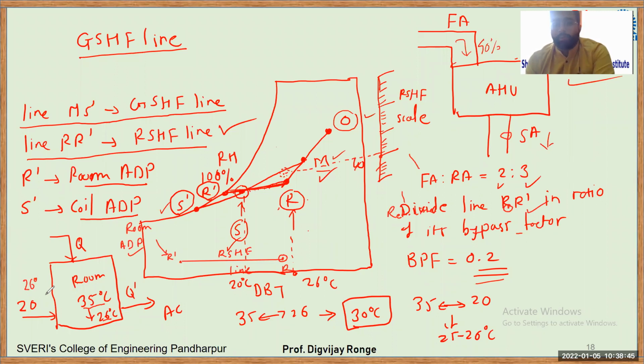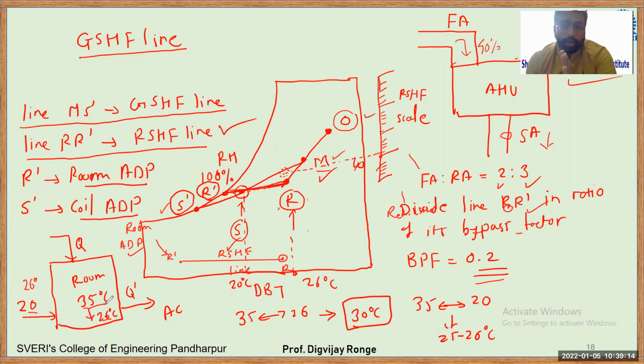So in order to get a temperature of 26 degrees Celsius, I have to supply air at a lower temperature than 26 degrees Celsius, right? So I supply the air at 20 degrees Celsius. Now the resultant temperature inside the room will be between 20 and 35 degrees Celsius. So somewhere I will get 26 degrees Celsius. Okay. I hope this is clear to you.